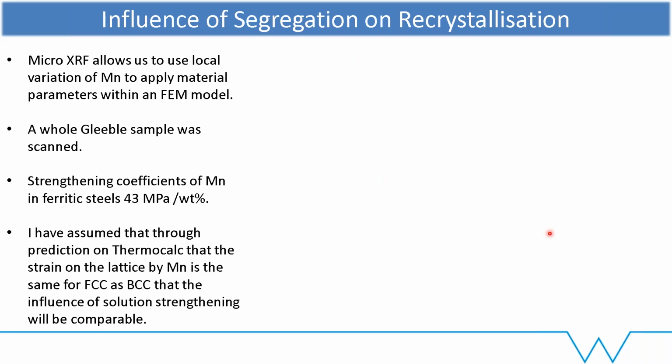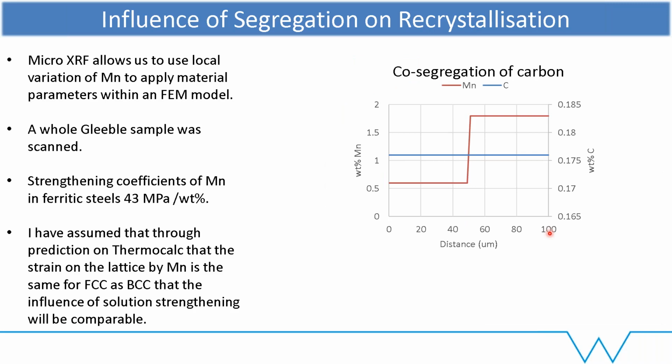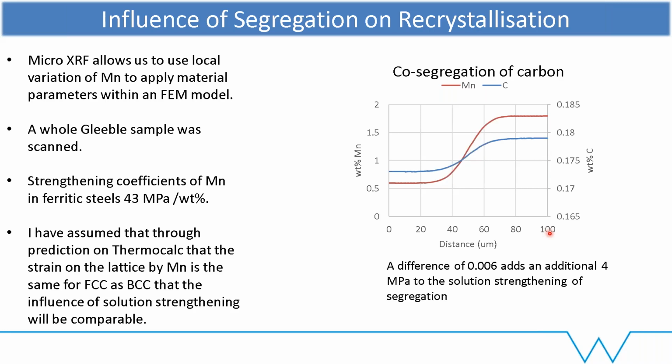Carbon's a little bit more difficult. It's there, but it's harder to pick up. We can't pick it up on XRF, so we have to predict it. We know that carbon prefers to move to high manganese regions. So if we do this basic thermodynamic prediction here, we've got a manganese segregation, we haven't got a carbon segregation to start off with, and then we leave it for a certain period of time for it to homogenize, and we can see that the carbon preferentially moves to those high regions.